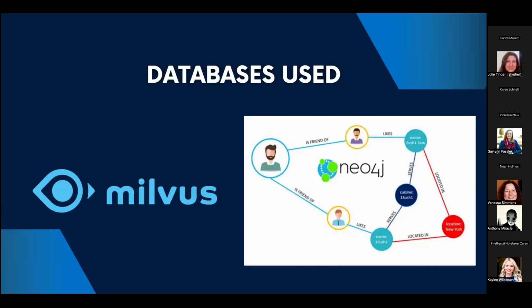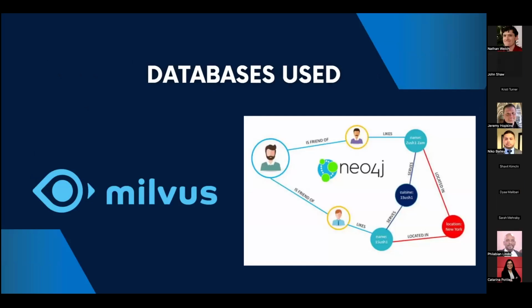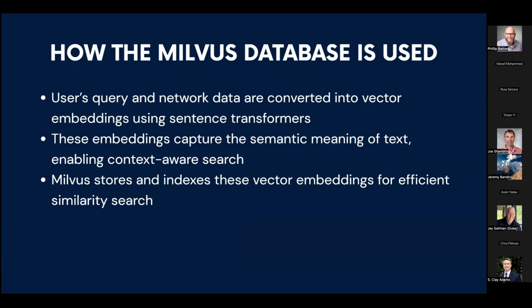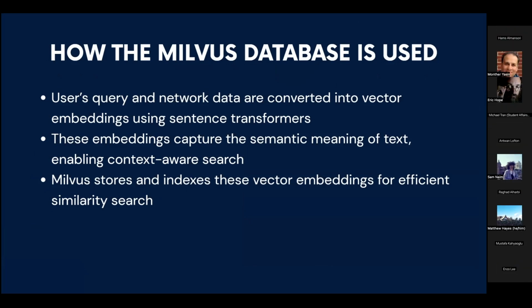So to make the chatbot, we use two databases. One is Milvus and one is Neo4j. Milvus is a vector database and Neo4j is a graph database. The way Milvus is being used is the user's query or prompt and the network data, the flows, are being converted into vector embeddings using sentence transformers. These embeddings capture the semantic meaning of text, which enables semantic search. So Milvus stores these indexes and vector embeddings for efficient similarity search.